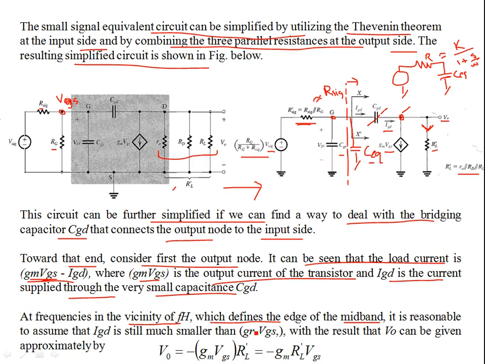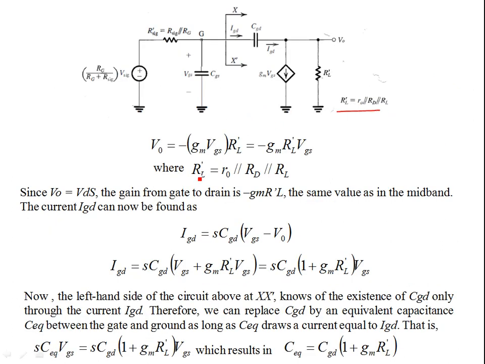At frequencies close to fH, it is reasonable to assume that IGD is still much smaller than gm VGS, with the result that V naught can be given approximately by gm VGS into RL prime, where RL prime is the combination of three parallel resistances. If you want to expand this RL prime, this is how it is. But again, these expressions are close to fH. So this is the output of the circuit close to the midband, where fH is the 3 dB frequency.